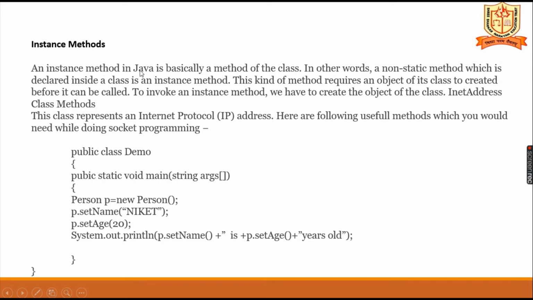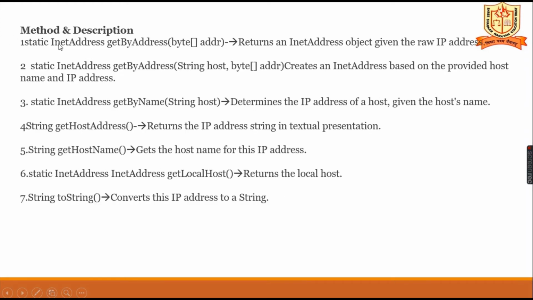An instance method in Java is basically a method of the class. A non-static method which is declared inside the class is the instance method. This kind of method requires the object of its class to be created before it is invoked. To invoke an instance method, we have to create the object of the class. Object को create करना पड़ेगा ये method को invoke करने के लिए. So these are called the instance methods. So methods and the discussion.